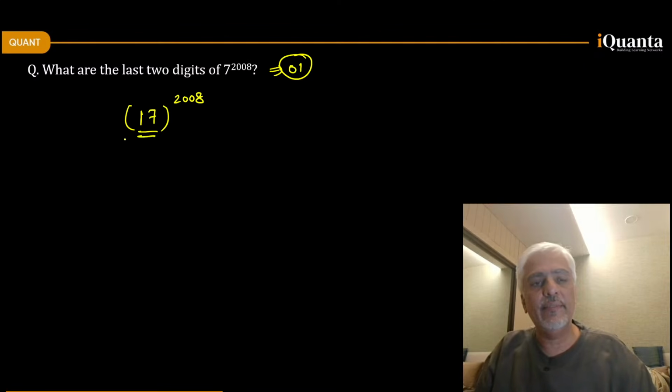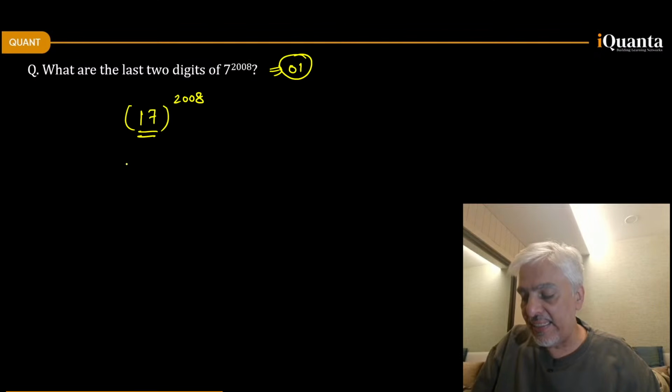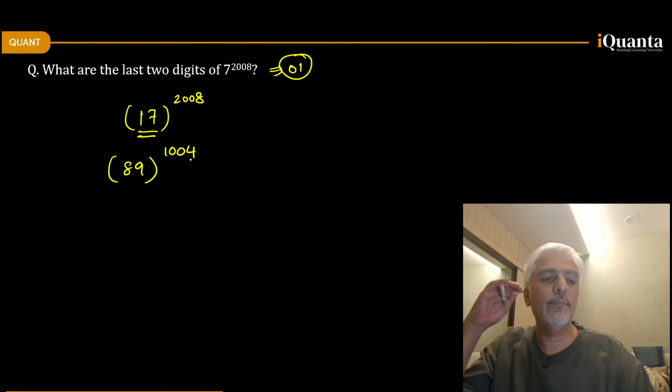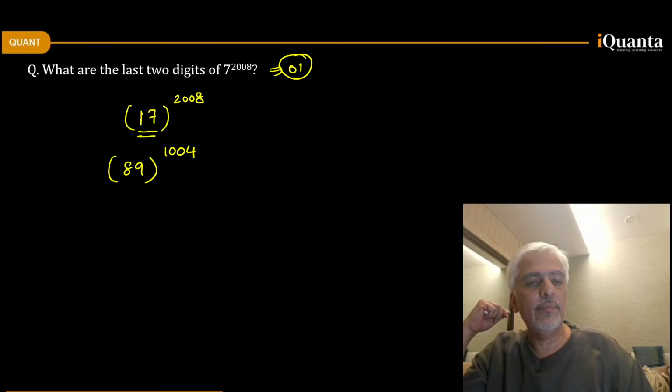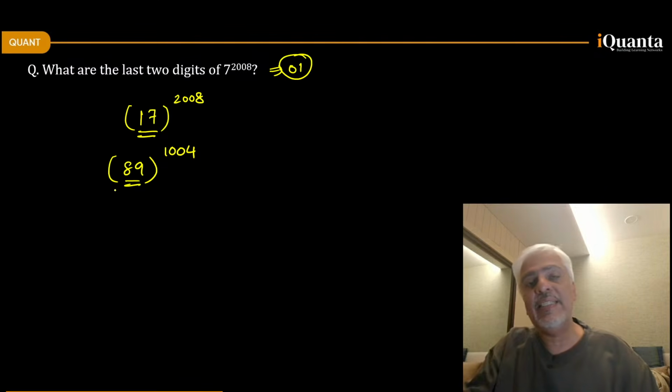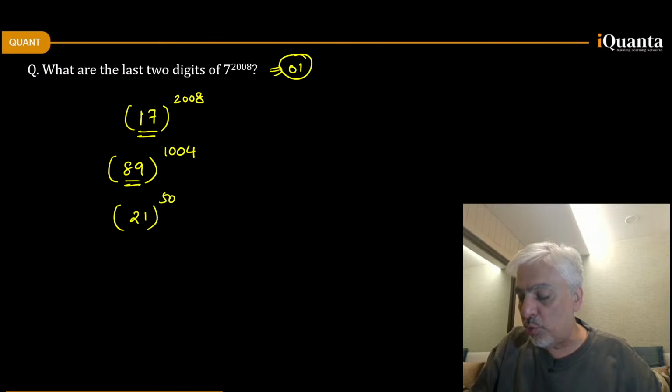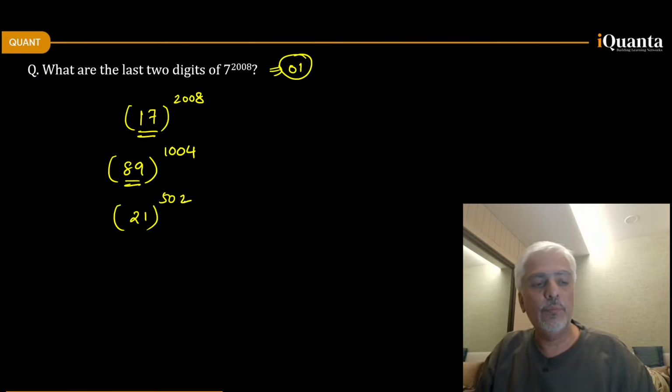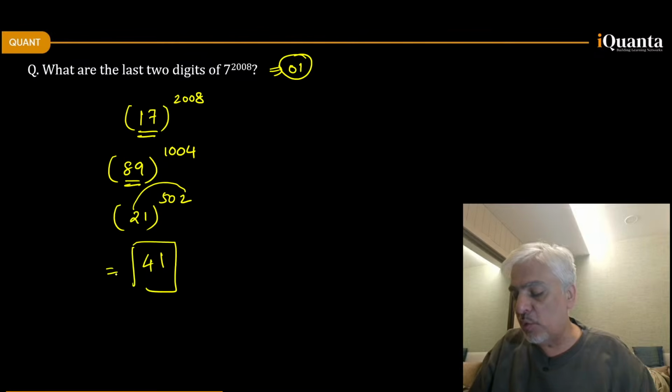17 square ends in 89. 17 square is 289. So I can write this as 89 raised to 1004. 89 square has last two digits same as 11 square. 11 square is 121, so the last two digits will be 21. 21 raised to 502. Now the 1 comes as it is, 2 2s are 4. That is your answer. This was the method we had done in class also for all odd numbers.